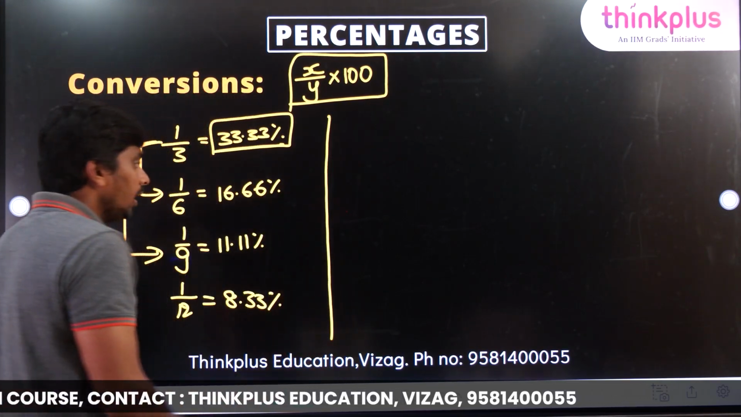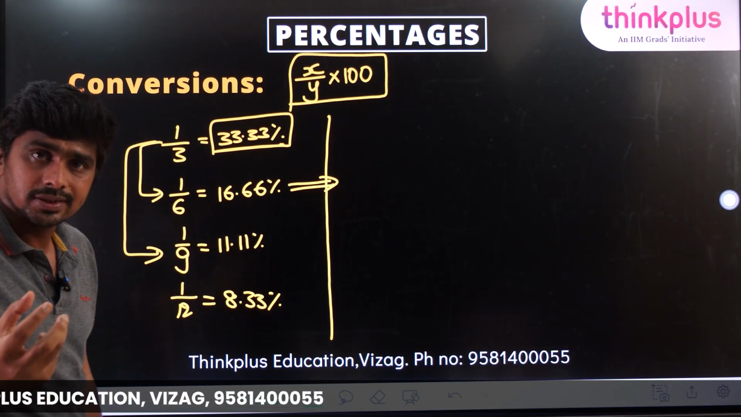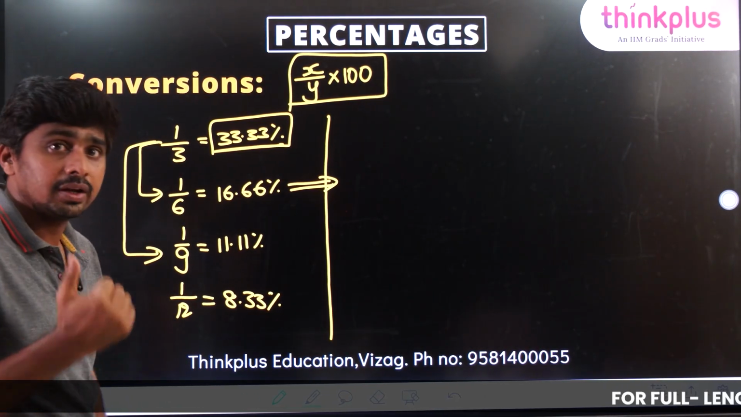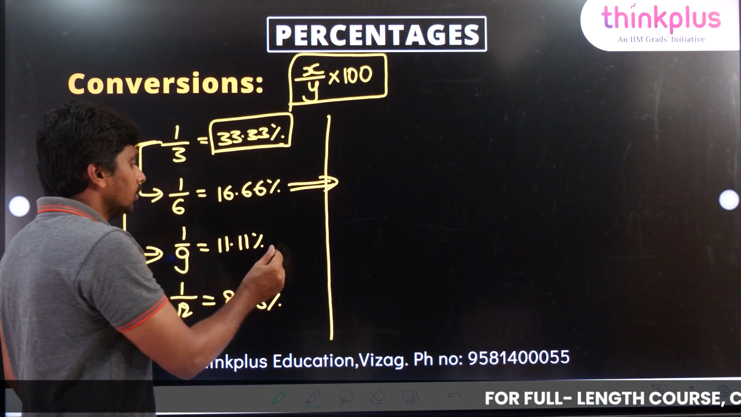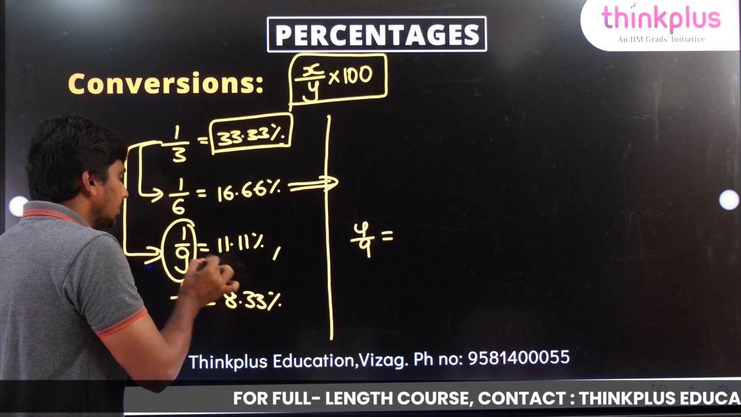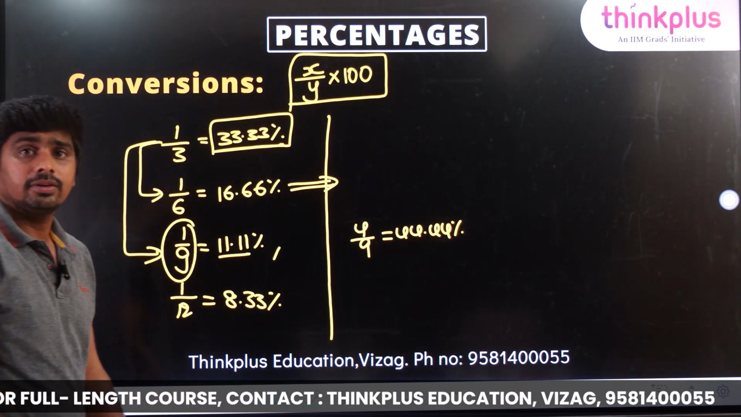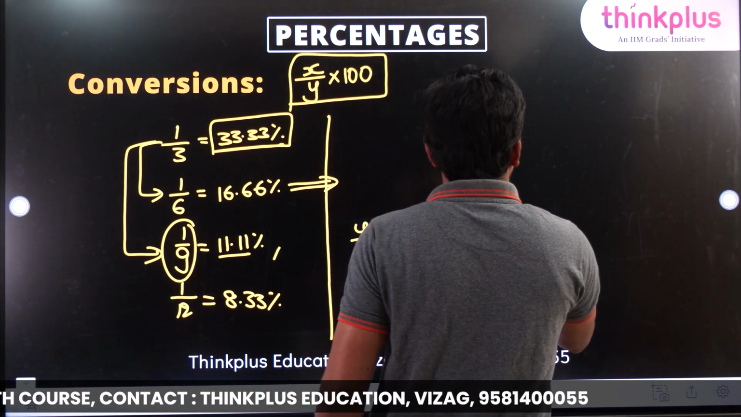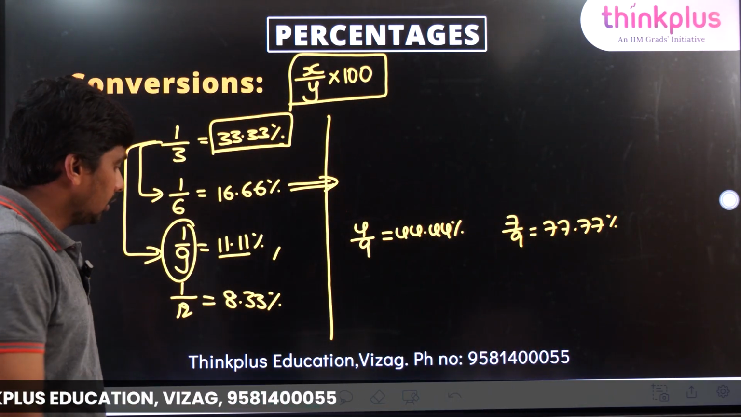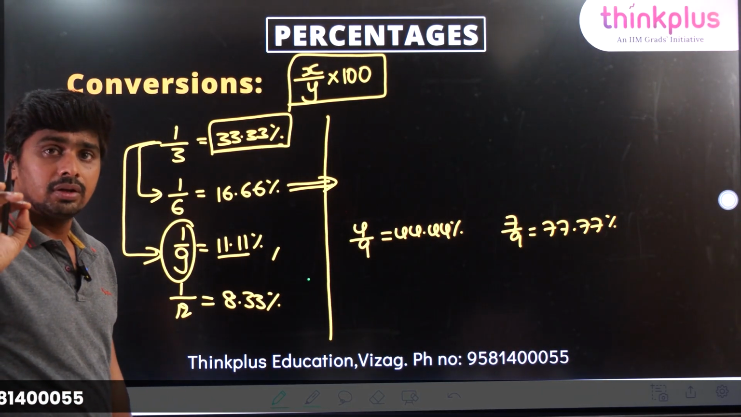Okay. Now again, rather than only 1 by 6, also learn the related percentages. What is 2 by 6? What is 3 by 6? What is 4 by 6? What is 5 by 6? For basics, at least till 1 by 9, you should do this exercise. 1 by 9 we know, 11.11. If I ask you what is 4 by 9, you should tell that 1 by 9 is 11.11, so 4 by 9 is 44.44%. Next is 7 by 9. 7 by 9 is 7 into 11.11, that is 77.77%.